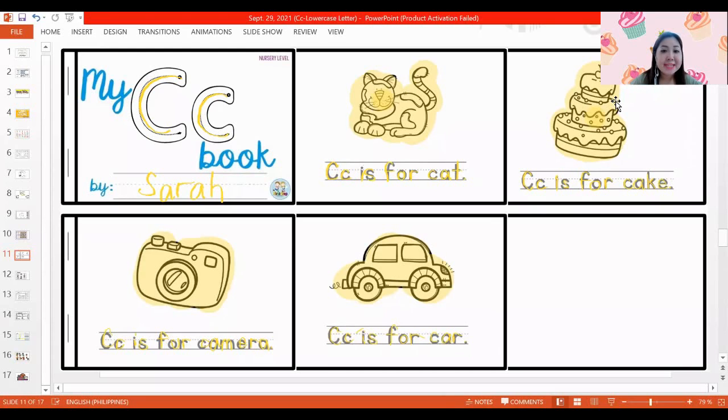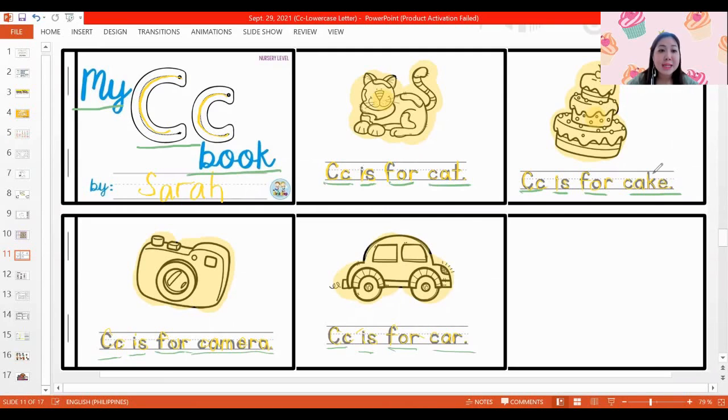All done tracing and coloring? Very good. Now let's read our book together. My C book. C is for cat. C is for cake. C is for camera. C is for car. Very good.